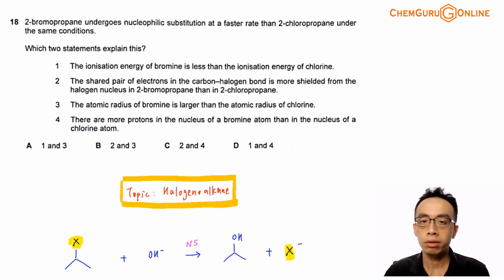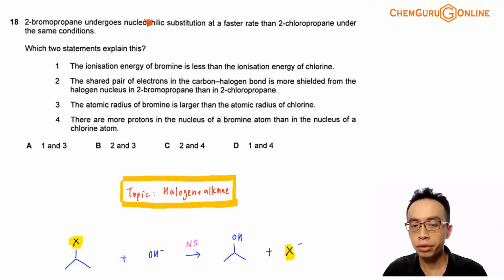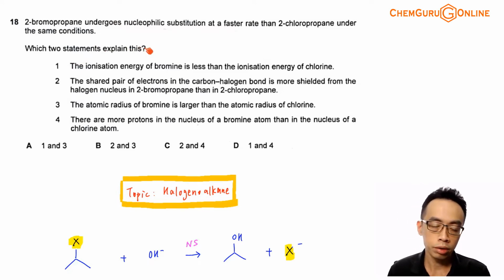Now in this video, we want to discuss the suggested solution for 2021 A-Levels H2 Chemistry, Paper 1, Question 18. Question 18: 2-bromopropane undergoes nucleophilic substitution at a faster rate than 2-chloropropane under the same conditions. Which two statements explain this? We have four statements to consider.